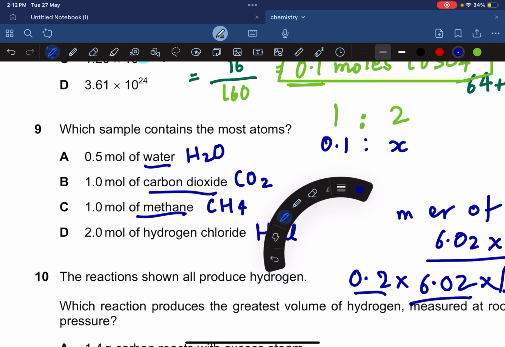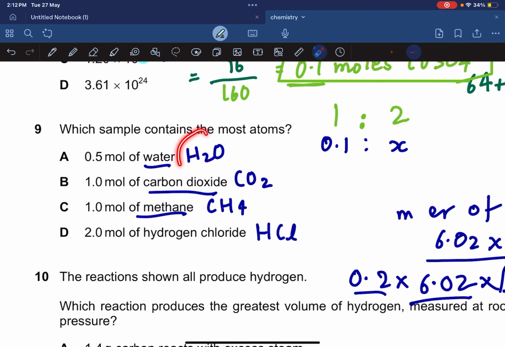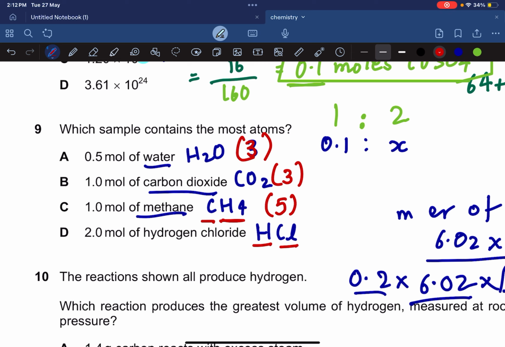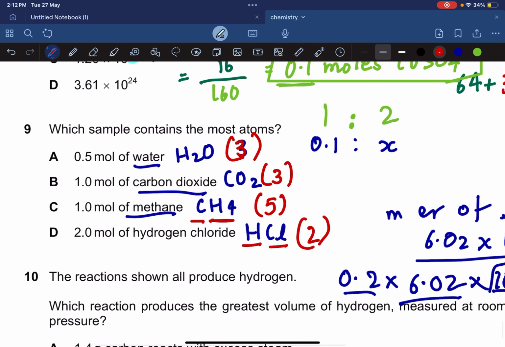Now, what do you think? We are looking for the number of atoms. How many atoms do we have in H2O? 2 atoms of hydrogen and 1 atom of oxygen, so a total of 3 atoms. In carbon dioxide we have 1 atom of carbon and 2 atoms of oxygen, a total of 3 atoms as well. In methane, we have 4 hydrogen atoms and 1 carbon, a total of 5 atoms. In hydrogen chloride, we have 1 hydrogen atom and 1 chlorine atom, a total of 2 atoms.